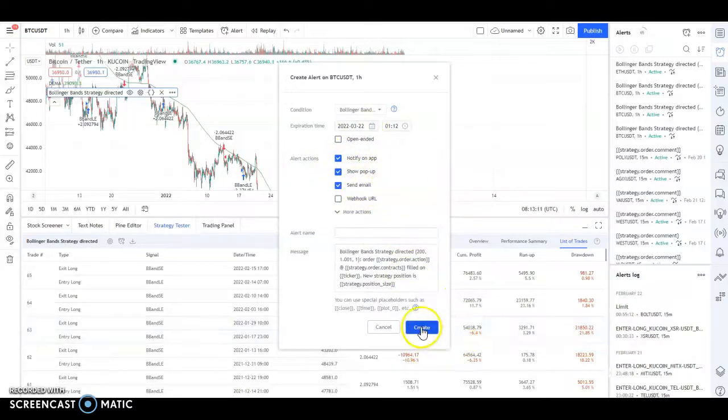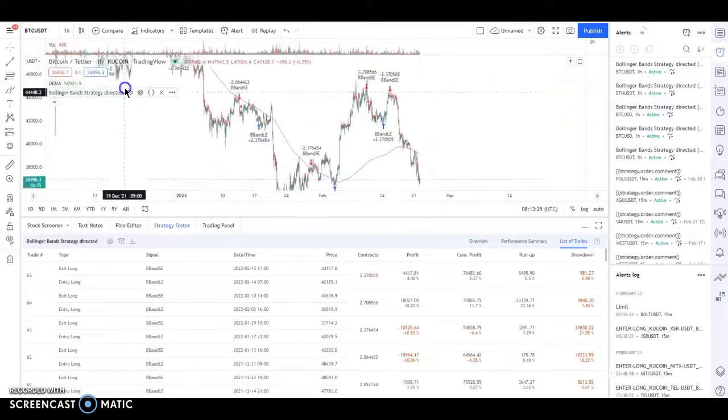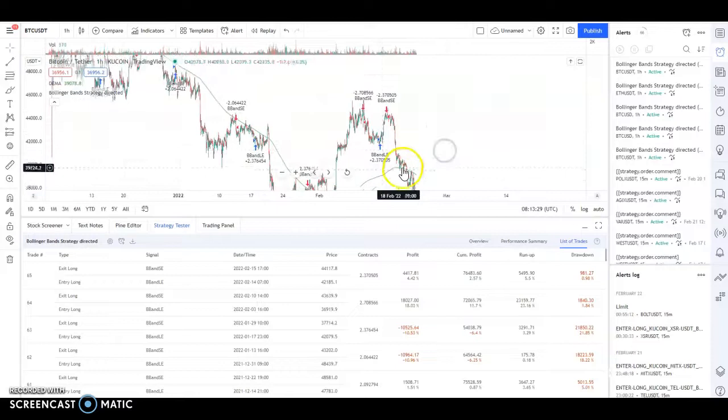So once you have that set up, click create, and boom, you're going to get the notifications every single time this blue arrow happens. So when you get the notification, you go to the chart, and if you see that the blue arrow is above the DEMA, you take the trade. It's right here. It's above the DEMA. Time to take the trade. Get in. When you get the alert to sell, you get out. And if it's below the DEMA, don't get in the trade. Simple as that. Simple, simple, simple.